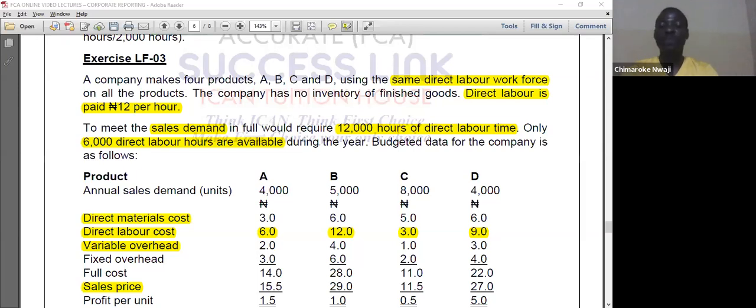So what you advise your company is to produce as follows. Product A, 2,000 units. Product B, 0. Product C, 8,000 units. Product D, 4,000 units. That is if you want to go in order of A, B, C, D. But if you want to go in order of your production schedule, you produce accordingly like this. So you produce your D 4,000, C 8,000.